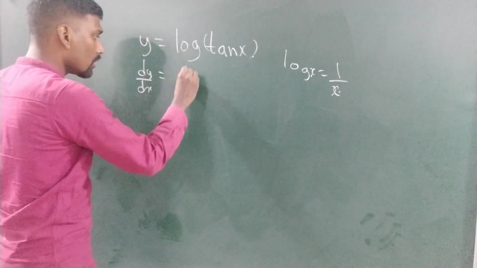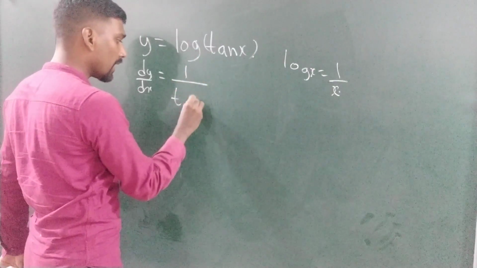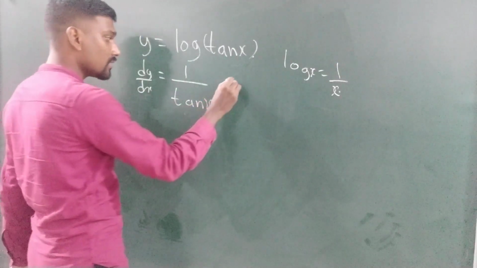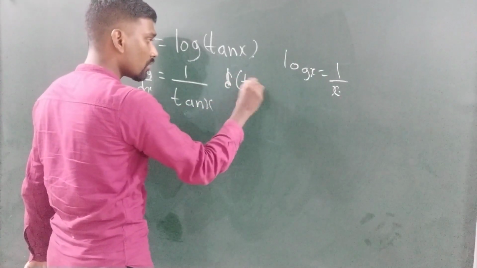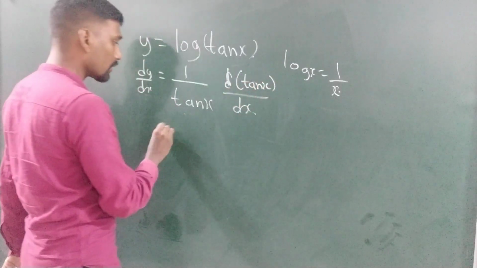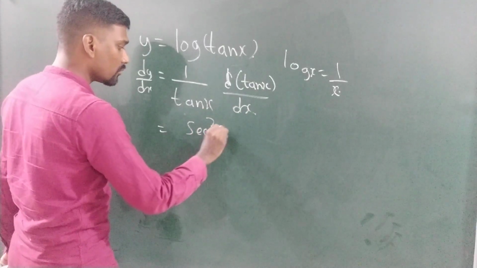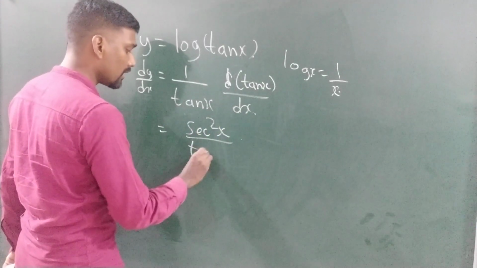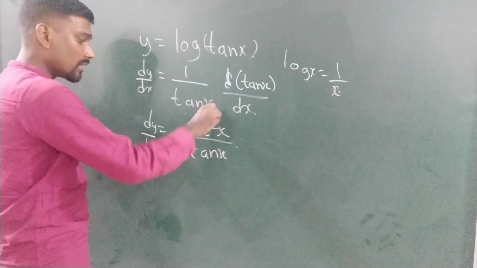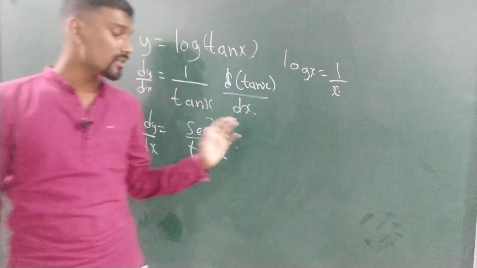So what can I do? The derivative of log x is 1 by x, so it will be 1 by tan x. Here tan x is another function, so the differentiation of tan x again. What is the differentiation of tan x? Secant square x, from the formula I know. So dy by dx is equal to secant square x divided by tan x. This is the answer for this question.